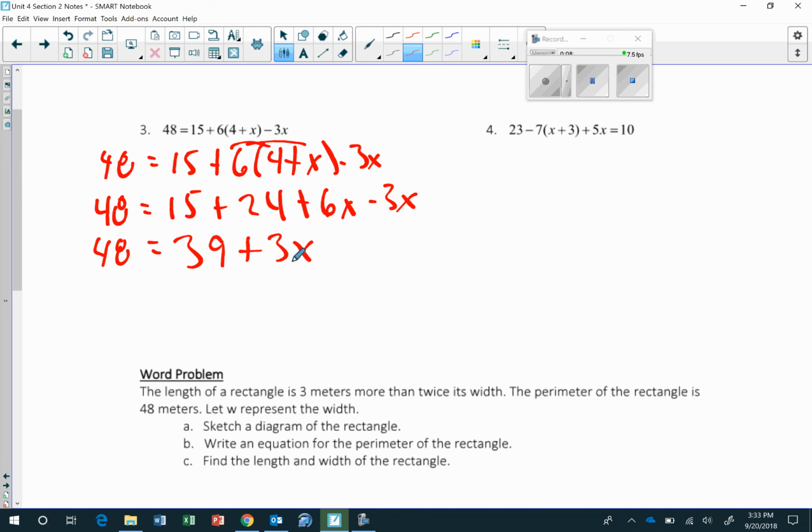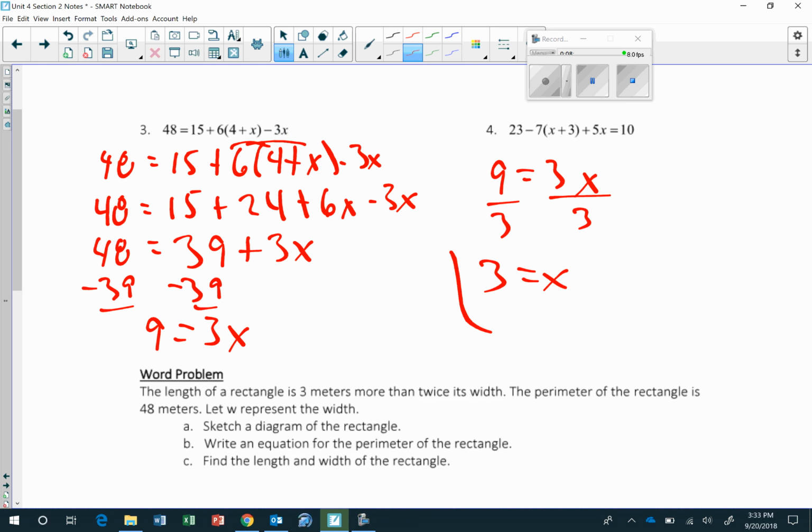Now it's a two-step equation, so I need to add or subtract whatever does not have the variable. In this case, I'm going to subtract 39. So I'll get 9 equals 3x. I'll move that over here so I have some more room. 9 equals 3x. And then I can divide both sides by 3. So I'll get 3 equals x for my answer.